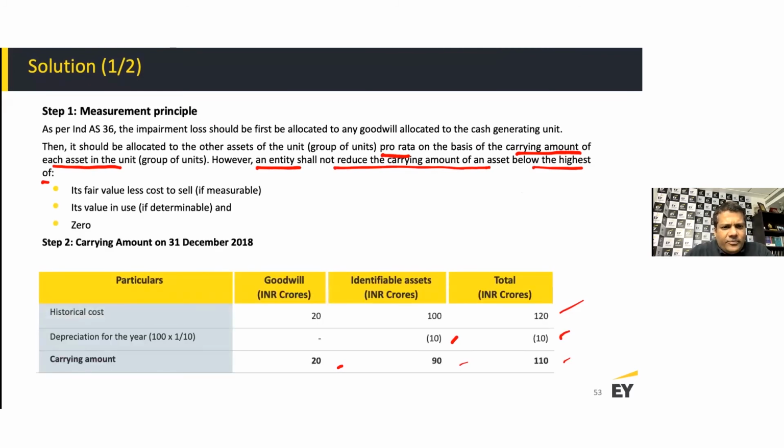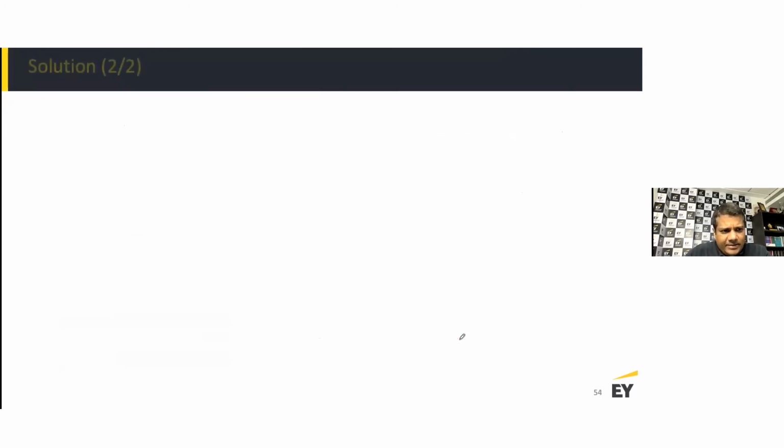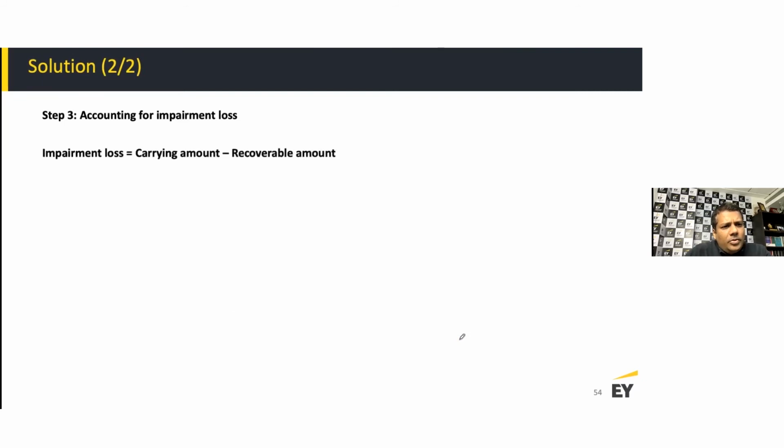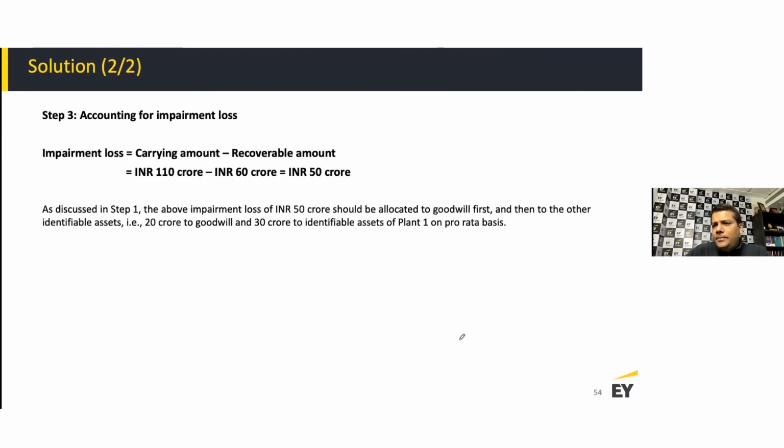Yes. So first I need to determine the carrying value at the 31st December 2018, and that number comes to 110. I'm going to record the depreciation. Now 110 is my carrying value. I'm going to compare that with the recoverable amount. How much is recoverable amount? 60, right? So carrying amount minus recoverable amount, 110 minus 60 is 50, the impairment loss.